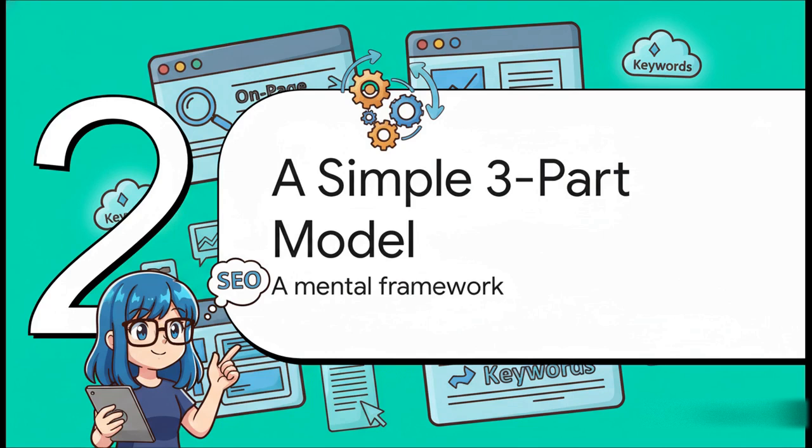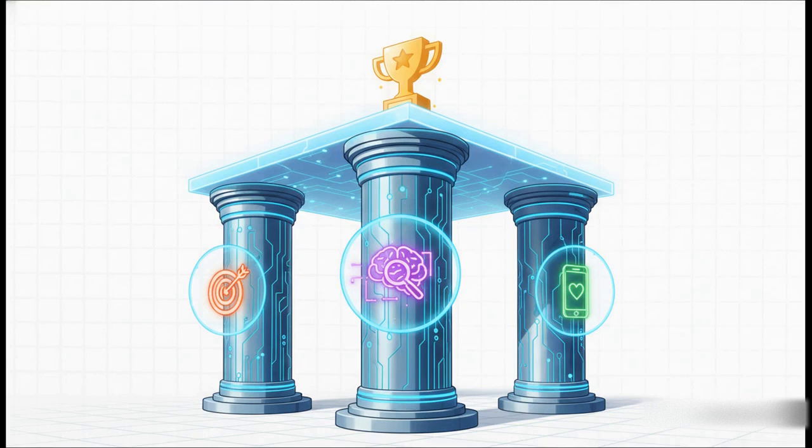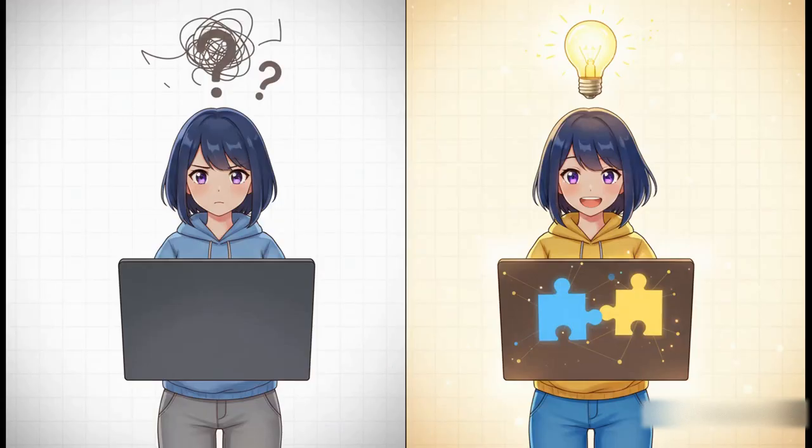Okay, so to make this all a bit easier to handle, let's build a simple mental model. This is a three-part framework you can use for any page you're working on, and it really helps make the whole process feel less overwhelming. It pretty much boils down to these three things: relevance, understandability, and experience. No matter what you're doing, whether you're writing a headline or adding a photo, it should be improving one of these three pillars.